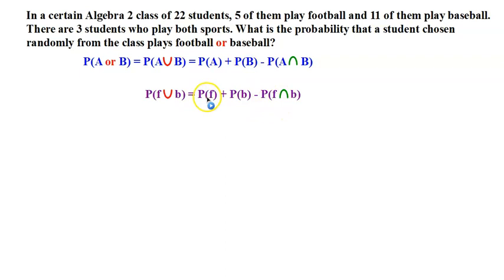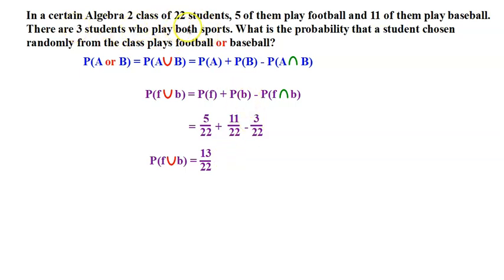So the probability that they play football plus the probability of baseball minus the probability of both. Let's see, football was 5 out of how many students? 22. Baseball was 11 out of 22. And does it tell me how many play both? Yeah, 3 of them play both. So we have 5/22 plus 11/22 minus 3/22. So 5 plus 11 is 16, minus 3 is 13 out of 22. All right. Fairly simple stuff.